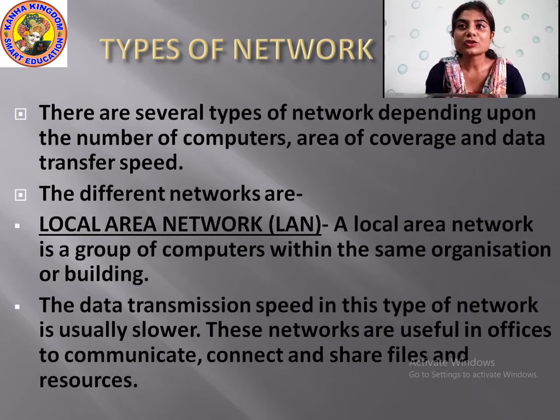Understood? Then the data transmission speed in this type of network is usually slow. The speed of the data transferred from one computer to another is slow, that means not fast. These networks are useful in offices to communicate, connect and share files and resources. Where are these types of network used? They are used especially in offices to communicate with each other, to connect, and to share files and resources. To share information or the files they are working on, and to communicate with each other, these networks are used within a particular organization or building.